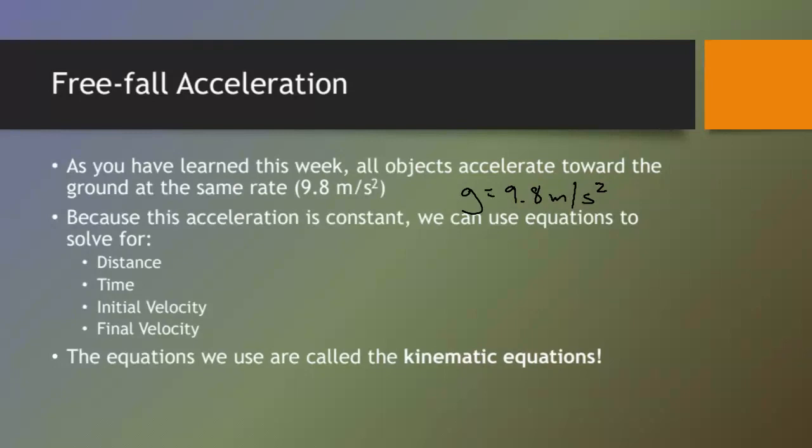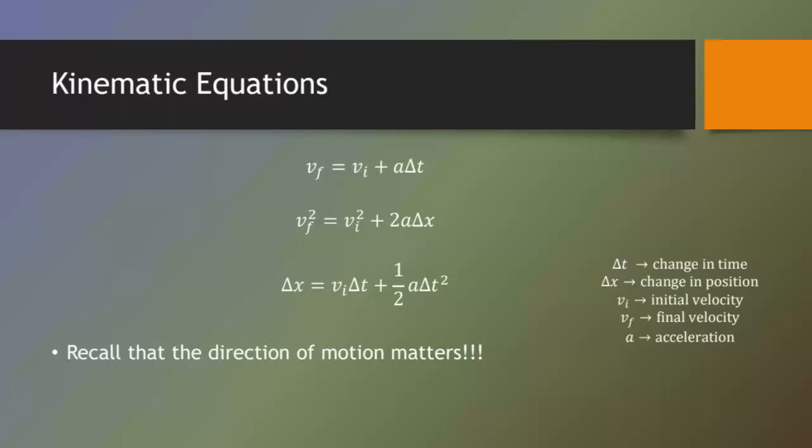When any object is in free fall, that acceleration is constant, so we can use equations to solve for distance, time, and initial and final velocity. I showed you one of these equations last week, but these are called kinematic equations. There are three of them. They look something like this.